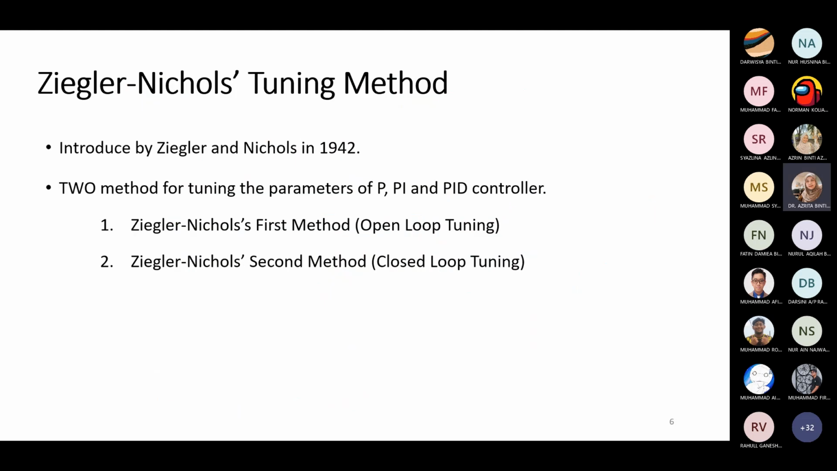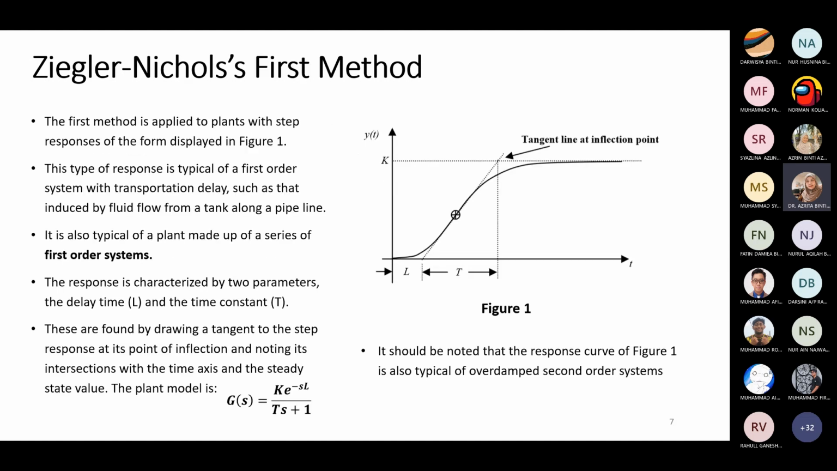Okay, so what is the Ziegler-Nichols tuning method? Basically, this technique was introduced by Ziegler and Nichols in 1942. Actually, there are a lot of methods, but for our discussion we will learn only two methods for tuning the parameters of PI and PID controllers. The first method is known as the Ziegler-Nichols first method, which is suitable for open loop tuning. And the second method is the Ziegler-Nichols second method for closed loop tuning. Okay, first we look at the first method.